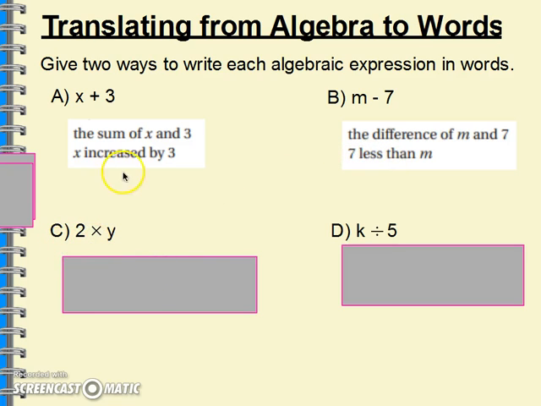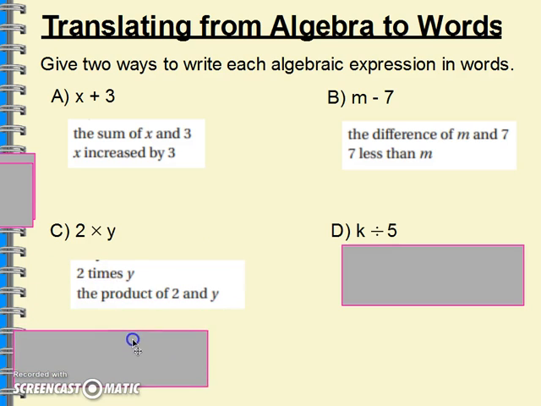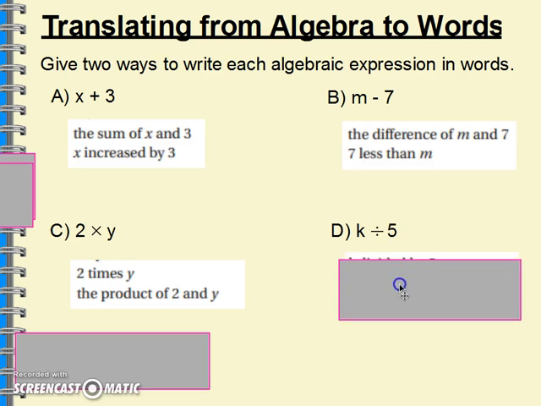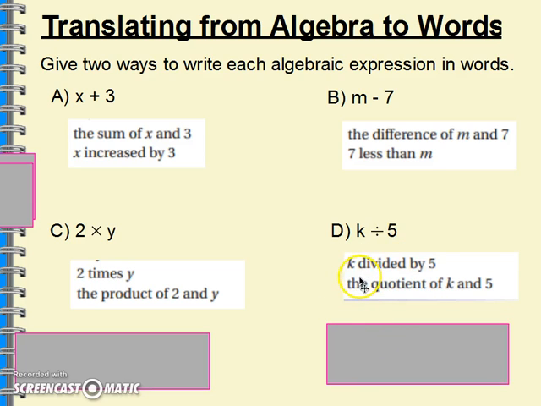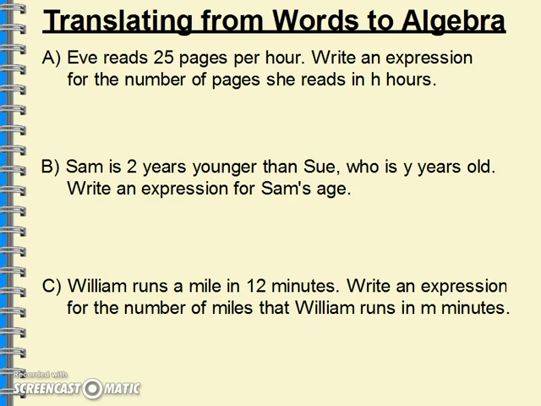For C, you might have two examples such as 2 times y, or the product of 2 and y. For D, you might have two examples such as k divided by 5, or the quotient of k and 5. Let's get a little bit more challenging. Translating from words to algebra.